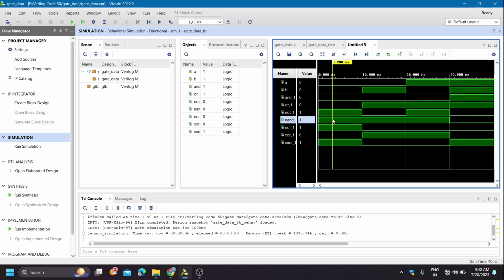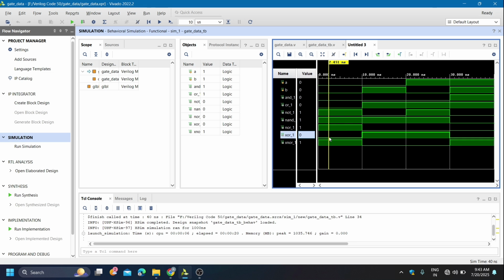Then next, the NAND gate. The NAND gate is the negation of the AND gate. So when AND is 0, NAND is 1. Here also AND is 0, so NAND is 1. And when AND is 1, NAND is 0. Similarly, the NOR gate is the negation of the OR gate.